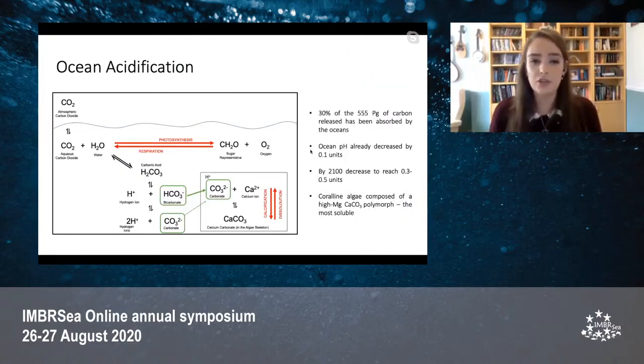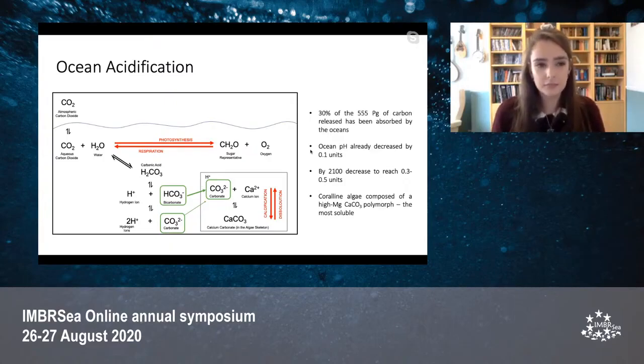Now, some background on ocean acidification. As is widely known, since the onset of the Industrial Revolution, 30% of the carbon emissions released have been absorbed by the oceans, which has led to changes in the seawater chemistry, including an increase in acidity. The average pH of the oceans has already decreased by 0.1 units, and this has happened because when the carbon dioxide dissolves, it quickly reacts with water to form carbonic acid, which then breaks down into bicarbonate and carbonate and releases hydrogen ions.